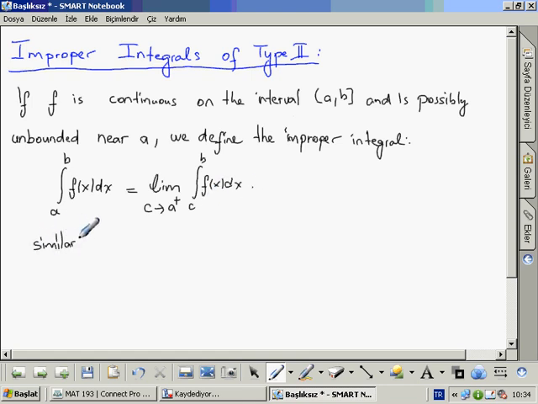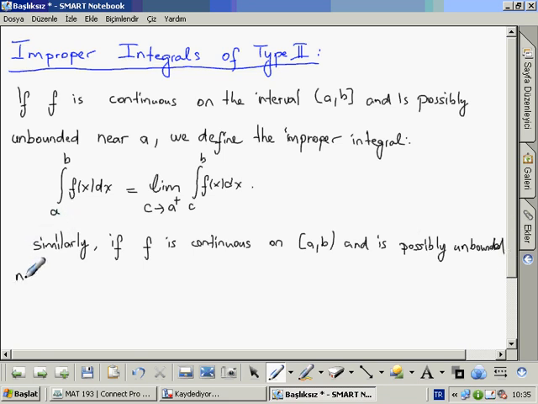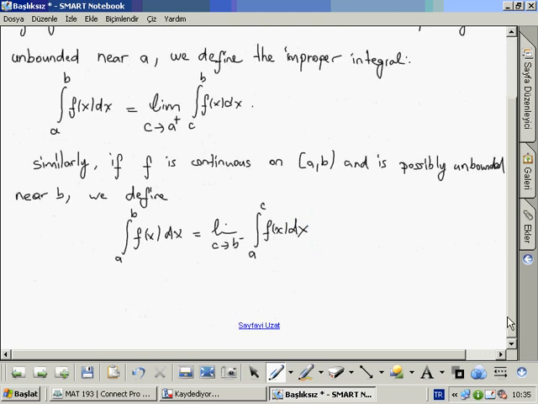Similarly, if f is continuous on the interval [a, b) open at b and is possibly unbounded near b, we define the integral from a to b of f of x dx equals the limit as c approaches b from the left-hand side of the integral from a to c of f of x dx.